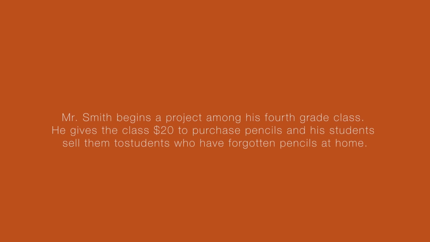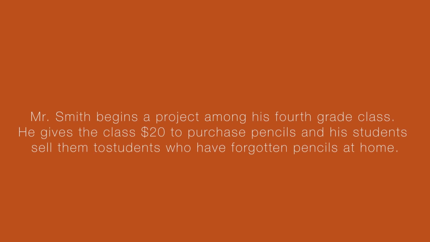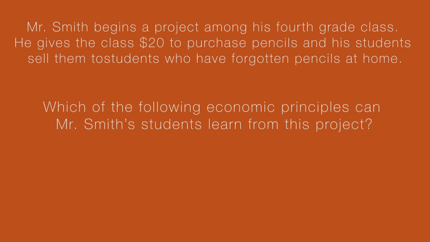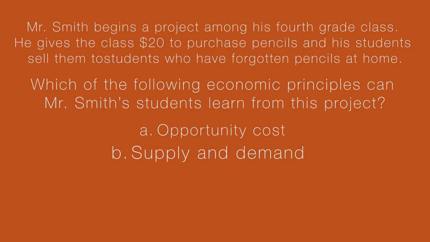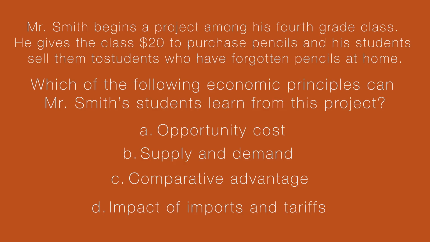Mr. Smith begins a project among his 4th grade class. He gives the class $20 to purchase pencils and has the students sell them to students who have forgotten pencils at home. Which of the following economic principles can Mr. Smith's students learn from this project? Opportunity cost, supply and demand, comparative advantage, impact of imports and tariffs. Correct answer is B. Now let's look at some government questions.